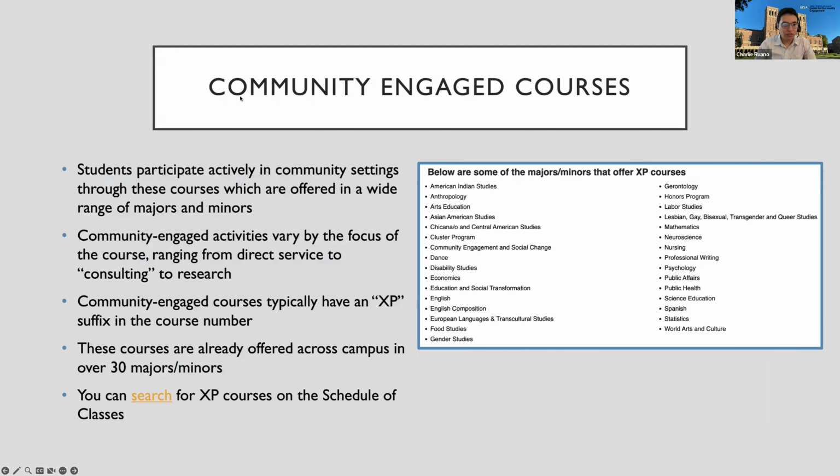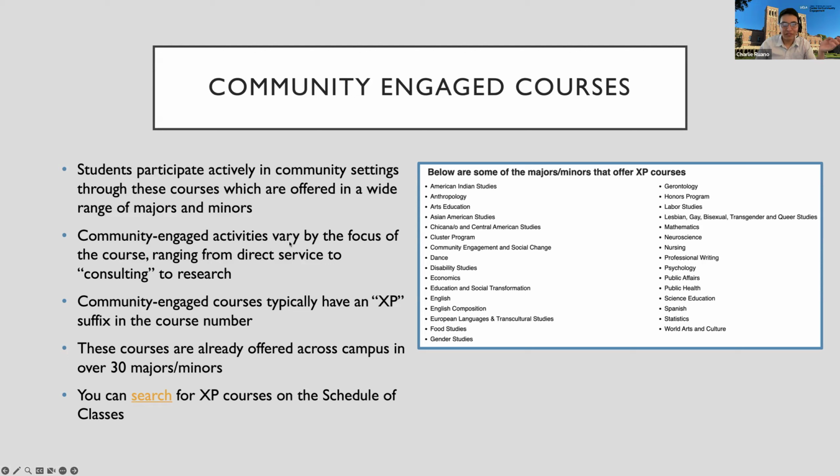So community engaged courses. Students participate actively in community settings through these courses, which are offered in a wide range of majors and minors. And if you look to the right, these are some of the majors and minors that offer XP courses. You can search for XP courses on the schedule of classes, and community engaged courses typically have an XP suffix in the course number. So for example, let's say Dance 103 XP. That's how you know it's a community engaged course.